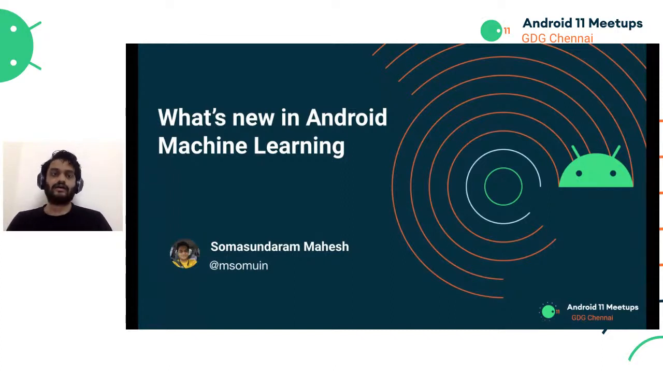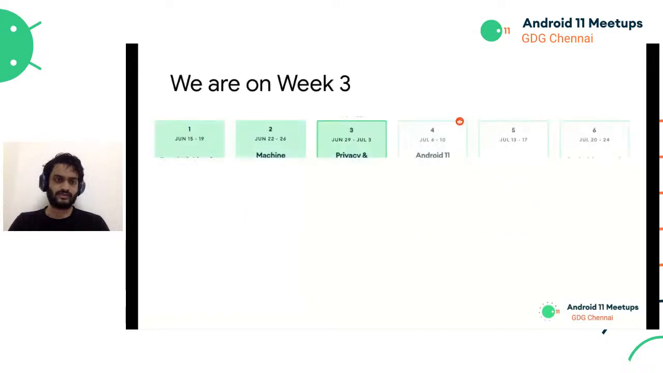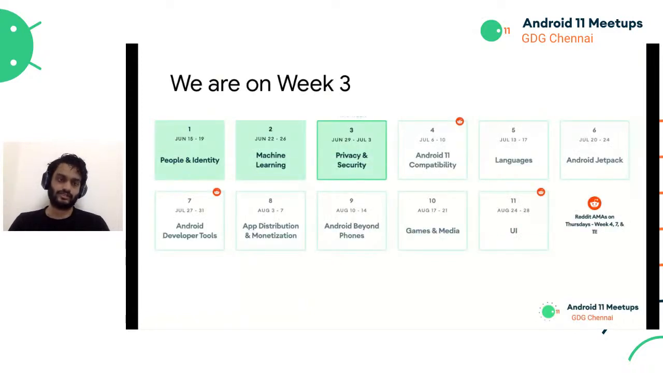In Android 11, while we are in the beta phase, Android development has this program called 11 Weeks of Android. The idea here is that each week the Android developers will pick up an area and explore it with much more focus. It covers everything from Android Jetpack to machine learning. If you are not aware of this, we are already in week 3, which is about privacy and security.